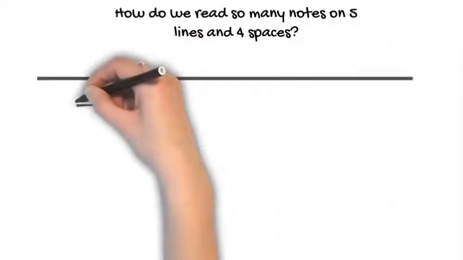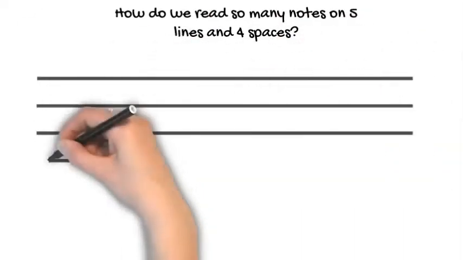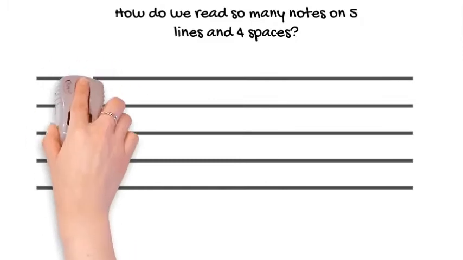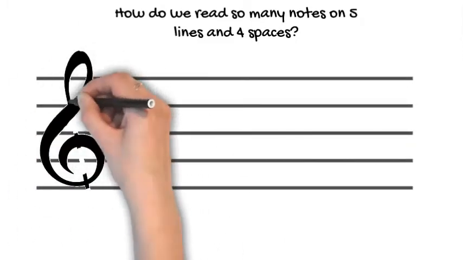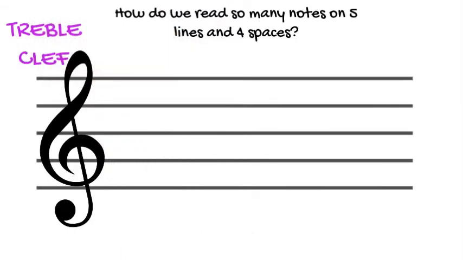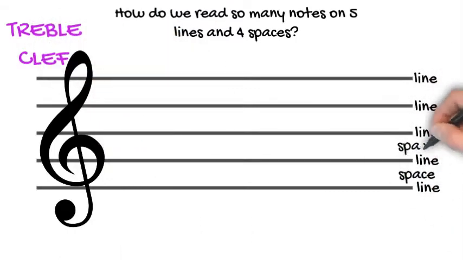Well, we use something called a clef, which is a weird-looking figure placed at the beginning of the stave, which acts like a reference point telling you that a particular line or space corresponds to a specific note on your instrument. This is a treble clef. Our treble clef tells us what pitches correspond to our lines and spaces. And remember, the higher up the stave you go, the higher the pitch of the note.